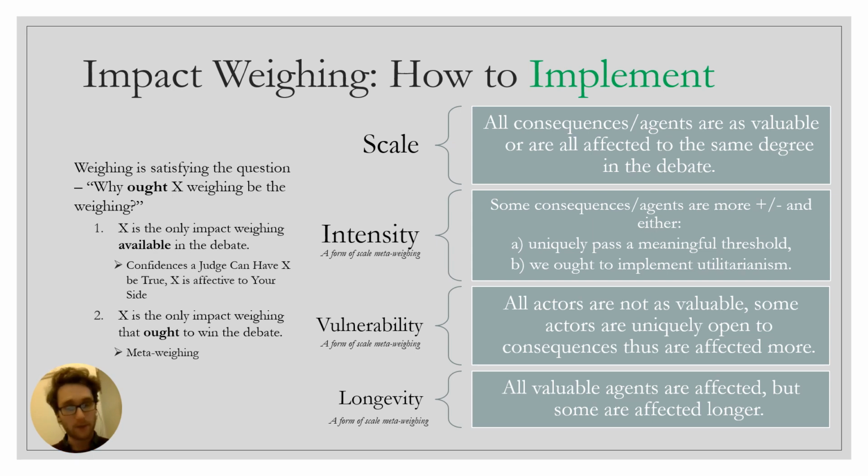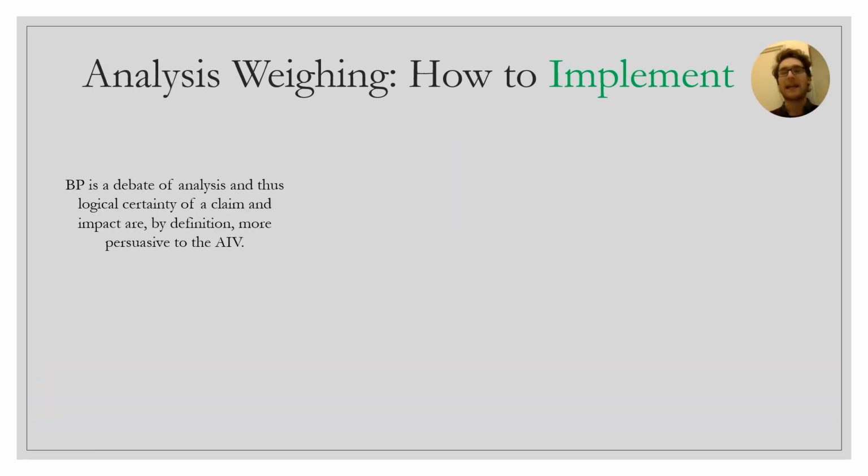So longevity, therefore, is another type of weighing metric you can use, and this is the burden you have to implement it. So this is how we're going to implement impact weighing. How do we implement analytical weighing?